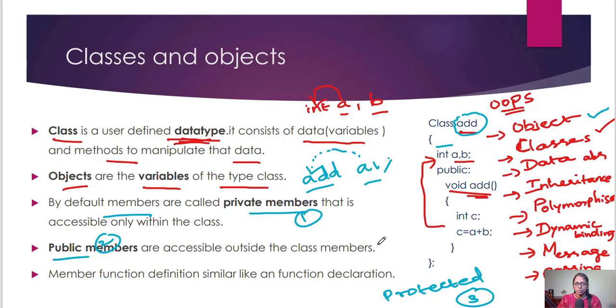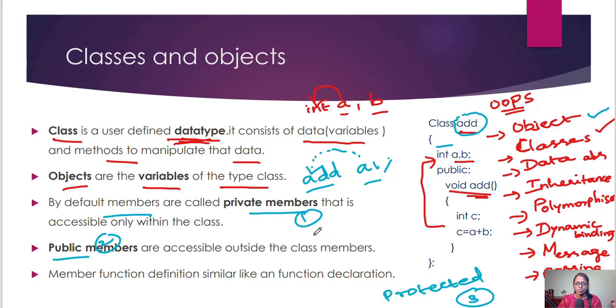Remember, what is a data member? The variables you are declaring inside the class. What is a member function? The function which is used to manipulate that data is called a member function. What is a class? Class is a user defined data type. What is an object? Objects are the variables of the type class. How many access specifiers are there? Private members, public members, protected members, right?